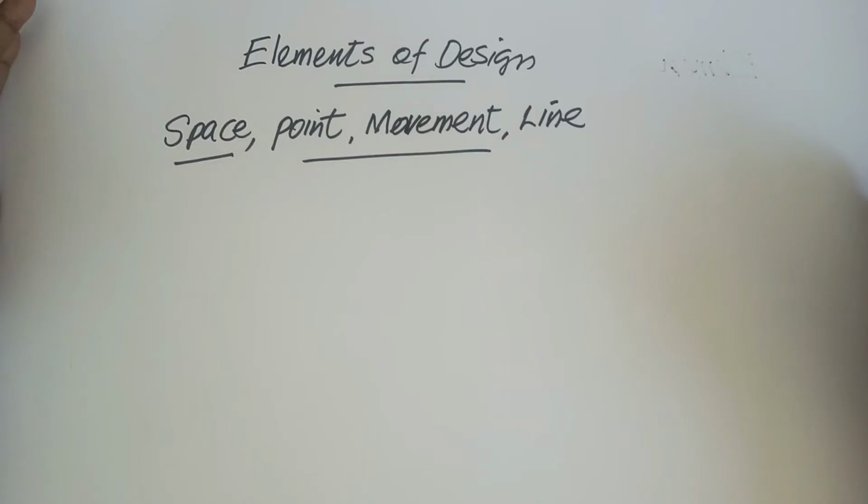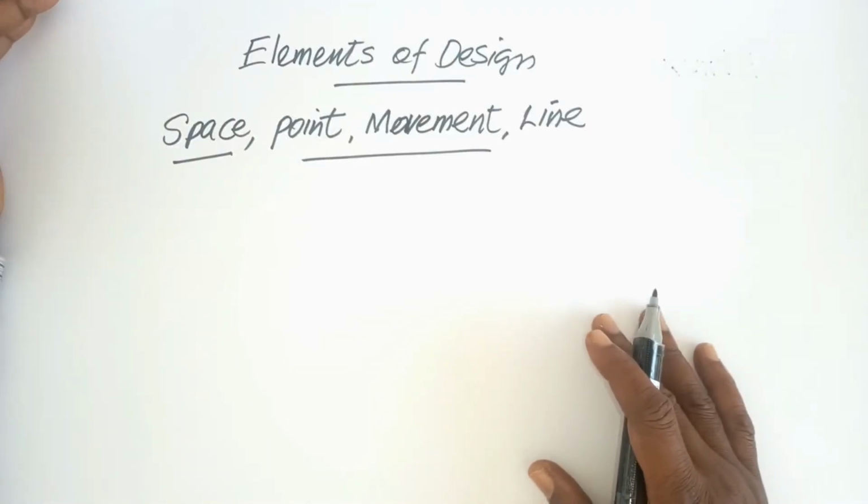So space is very essential because you cannot draw on air. You have to have an area that you draw.